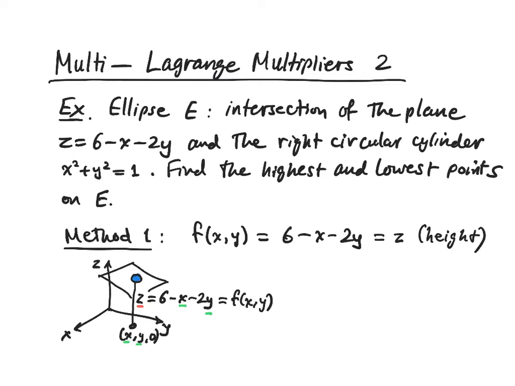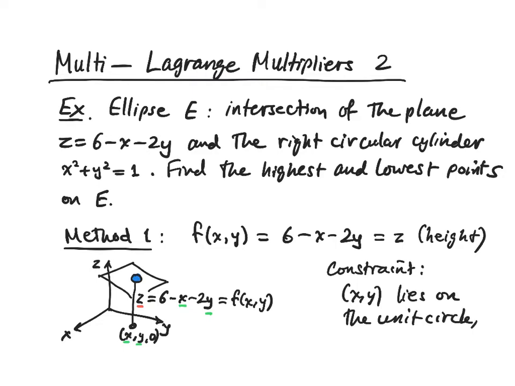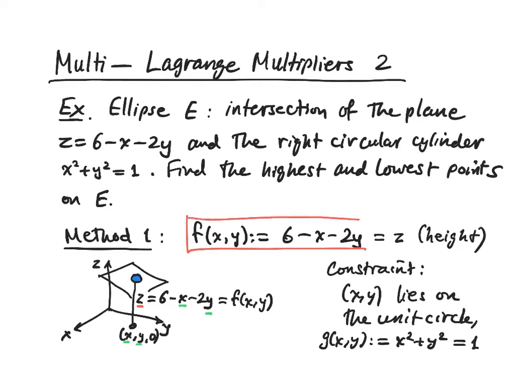But the constraint is that it has to lie in that cylinder as well. Or in terms of x and y, the constraint was that the point xy lies on the unit circle. So in other words, we had g of xy, which we defined as x squared plus y squared, had to equal 1. So that was our constraint equation. That was how we treated this as a two-variable problem. We had an objective function of two variables, and a constraint function, also a function of two variables, which we set equal to 1. So it was one single constraint.